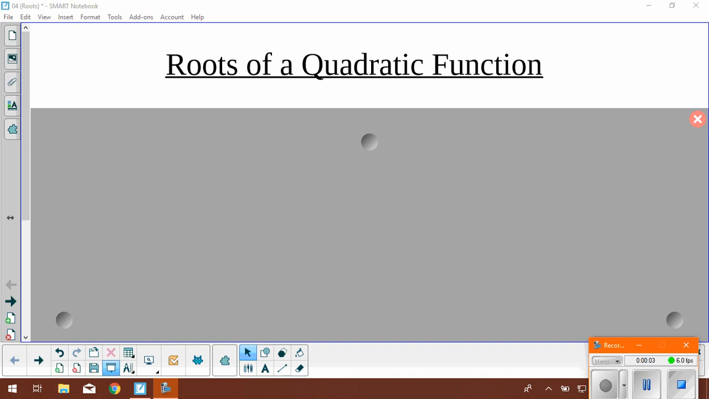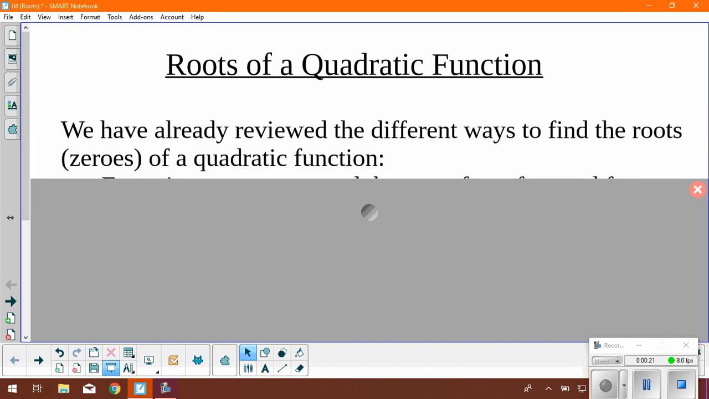Good afternoon, everyone. Today we're going to do a lesson about finding roots. Okay, so finding the roots of a quadratic function. And we did talk about this briefly during our intro lesson, reviewing how you find the different things in a quadratic. So to recap once again, there were three ways that we talked about to find the roots.